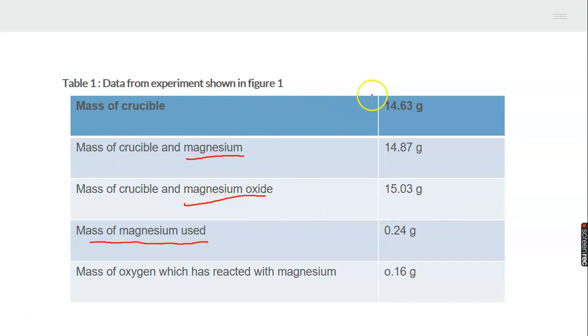Just remove the crucible from this one. So this is my answer here, which is 0.16 grams. That's the mass of oxygen which has reacted with magnesium. It's not enough for you to write magnesium oxide, since we knew the mass of magnesium before. So if you want to know the mass of oxygen, you can always remove magnesium from the magnesium oxide that you got. So that one will give you the mass of oxygen. I guess someone is getting what I'm trying to do here.